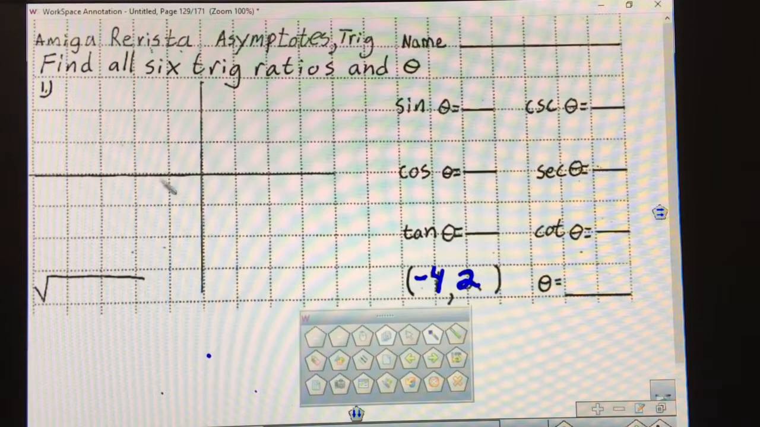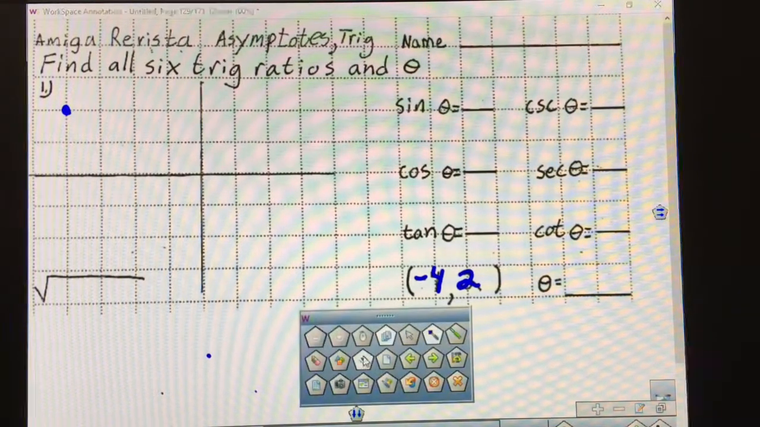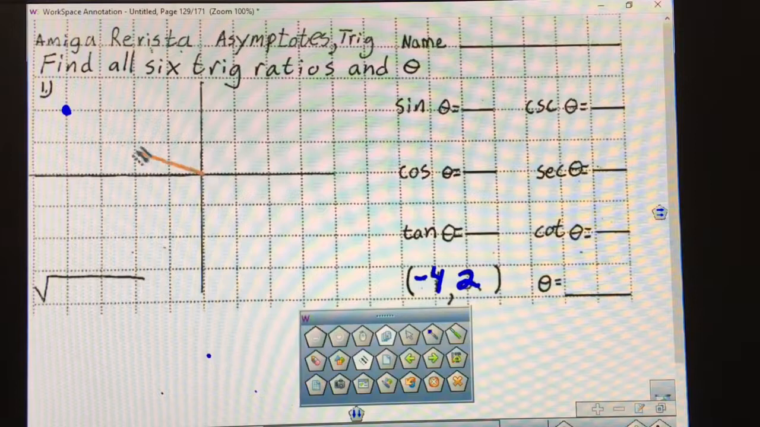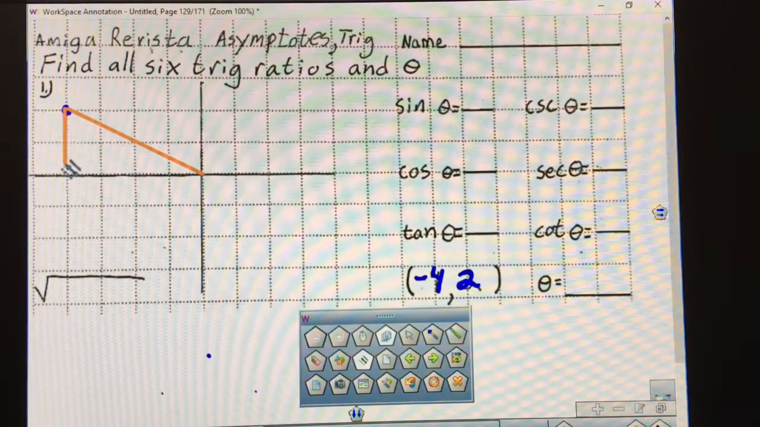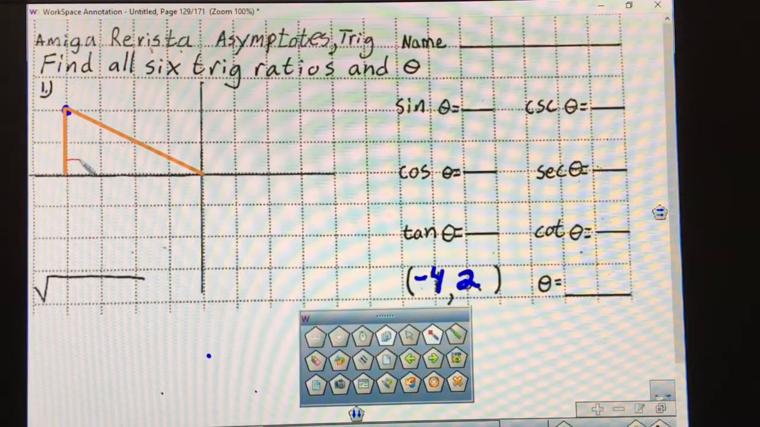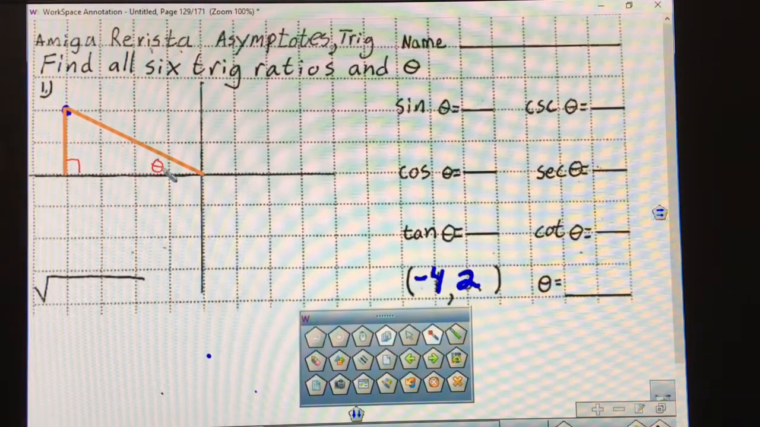Negative 4, positive 2, so I go left 1, 2, 3, 4, up 2. And then I'm going to draw my radius. And then I'm going to drop my perpendicular. And that will give me my trigonometric triangle that I'm going to use to get all my values for SOHCAHTOA. And this angle here, remember, is going to be my theta.